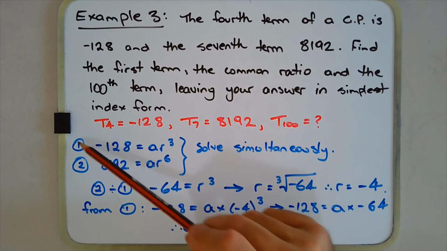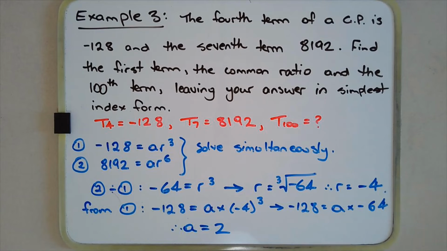So we can use either equation 1 or 2 now to find the value of A. I've just chosen equation 1. Negative 128 equals A multiplied by negative 4 cubed. So we can use our value of R now that we've found, substitute it in here for R, and then solve for A. And we end up with A equals 2.